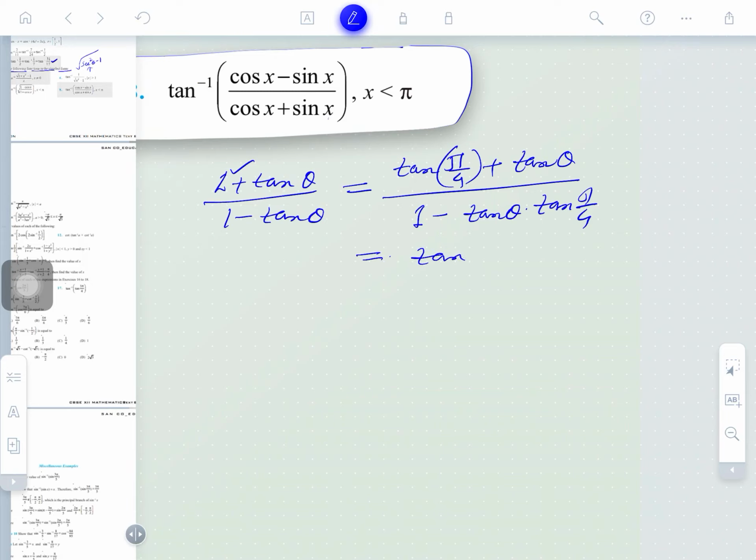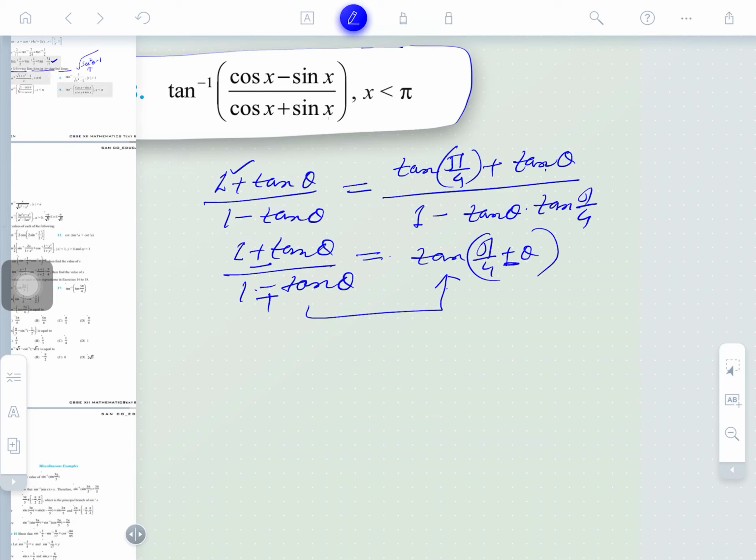Here, tan(π/4 + θ) is (tan a + tan b) divided by (1 − tan a tan b). Clear? So what can we say? tan θ divided by 1 minus tan θ. If here it is negative and here it is positive, then a minus will come here. So this can be written in this form.